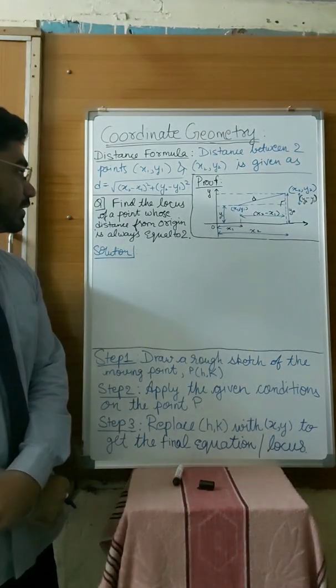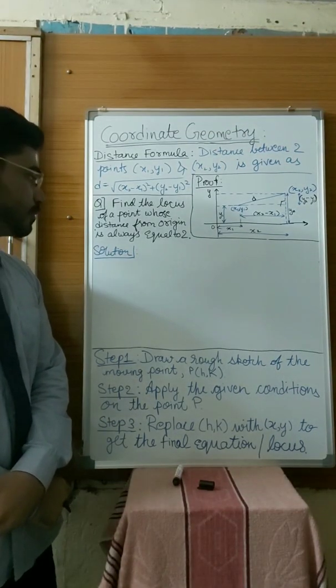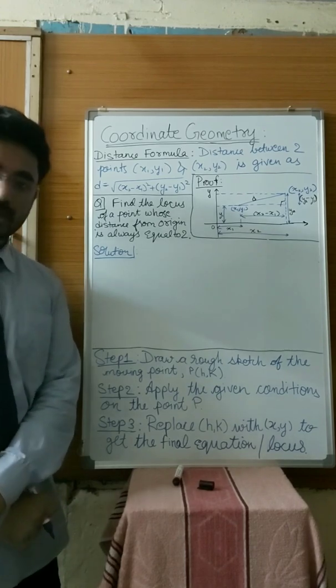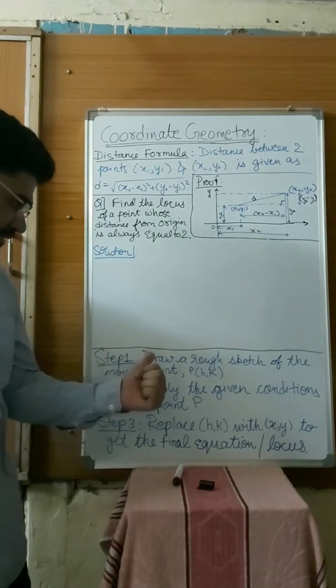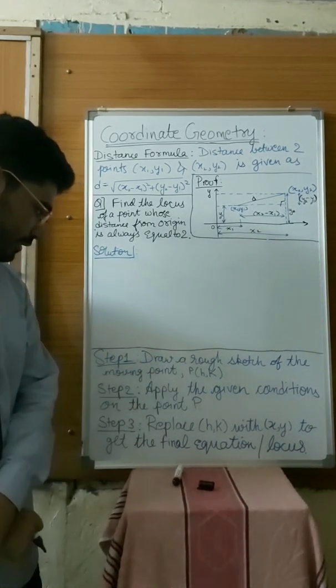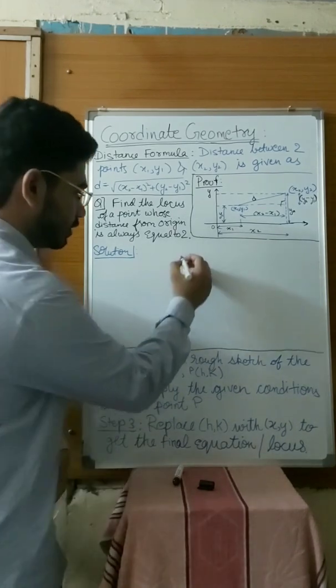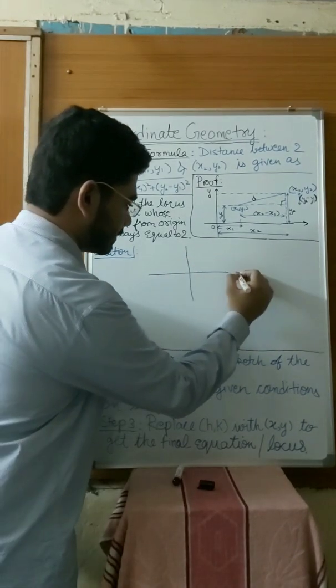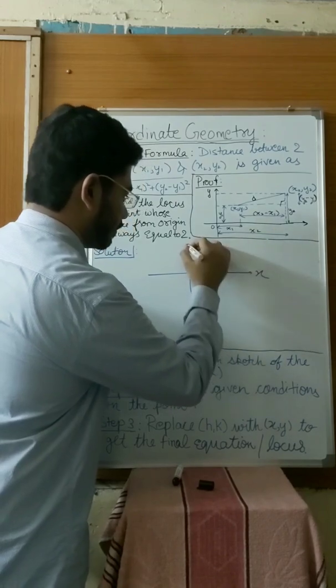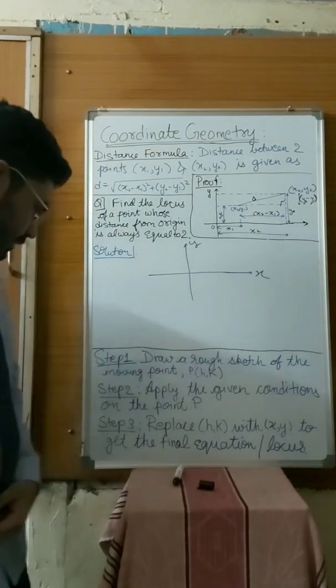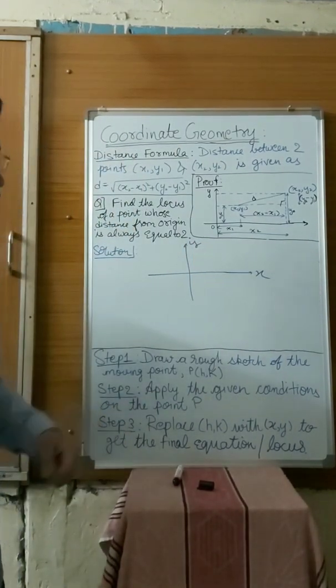So let's solve a question on locus. The question says: find the locus of a point whose distance from origin is always equal to 2. Let's go step by step. The first step says draw a rough sketch of the moving point. So let's draw the coordinate axis as x and y, and then we have to apply the given conditions of the question.